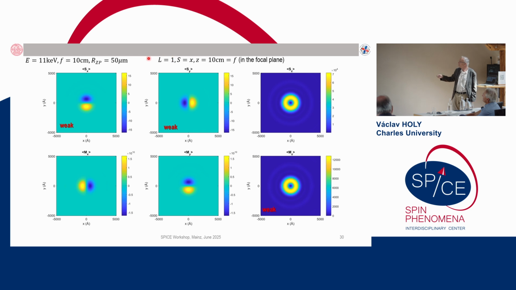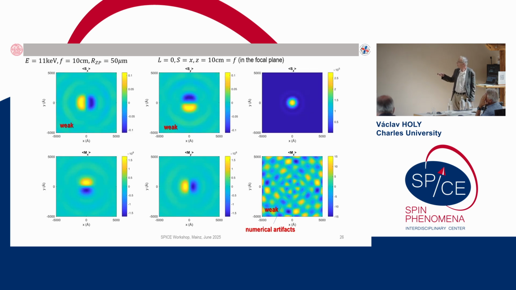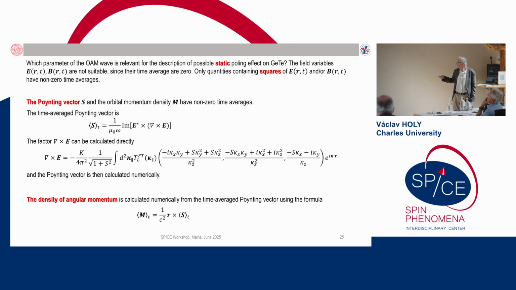What is interesting, if we have linearly polarized light and an orbital momentum of 1, then we have this distribution of the Z component of the orbital momentum, and this is similar to that. The shape of the distribution of the Z component of the orbital momentum density is the same or similar, even if the orbital momentum is 0.